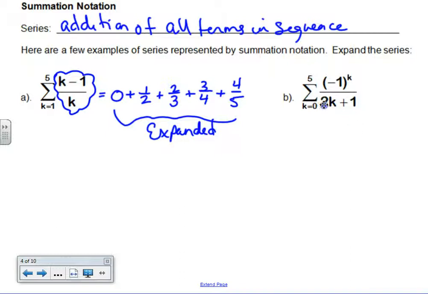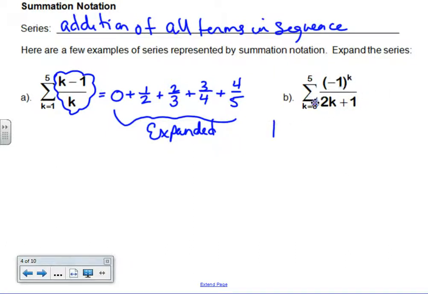The next example has the index, what we call these is the index, starting at 0 going up to 5. So we're actually going to find the first 6 terms because 0 would be the original term. And just like in the previous problem, summation means we're going to add the terms together. So my first term, when I substitute in k equals 0, negative 1 to the 0 power is 1. 2 times 0 plus 1 is 1. So I have 1 over 1, which is 1.